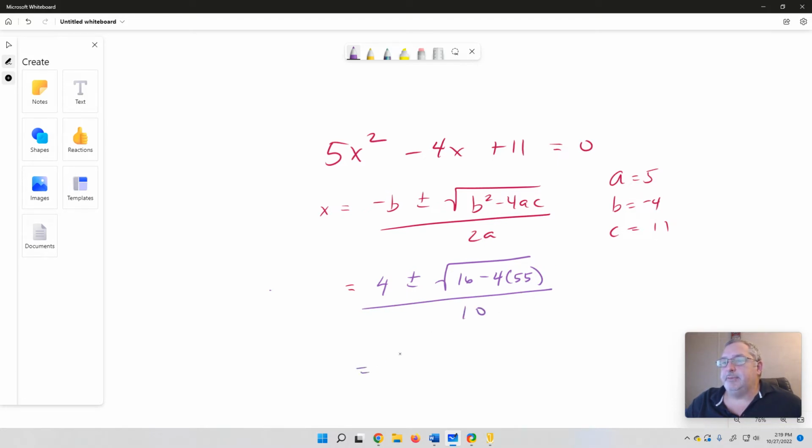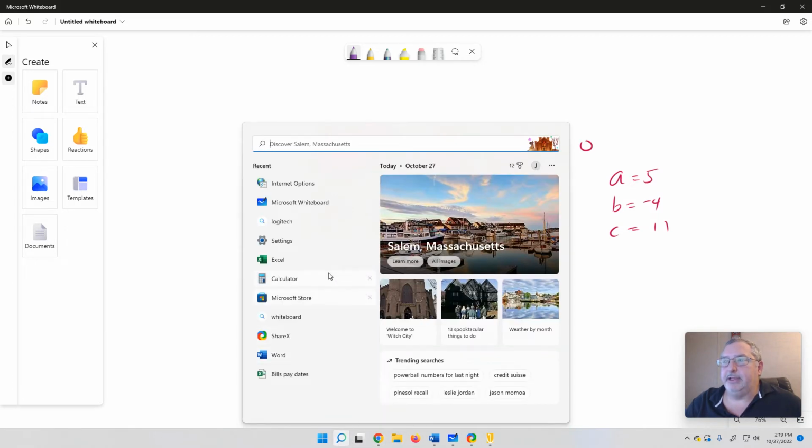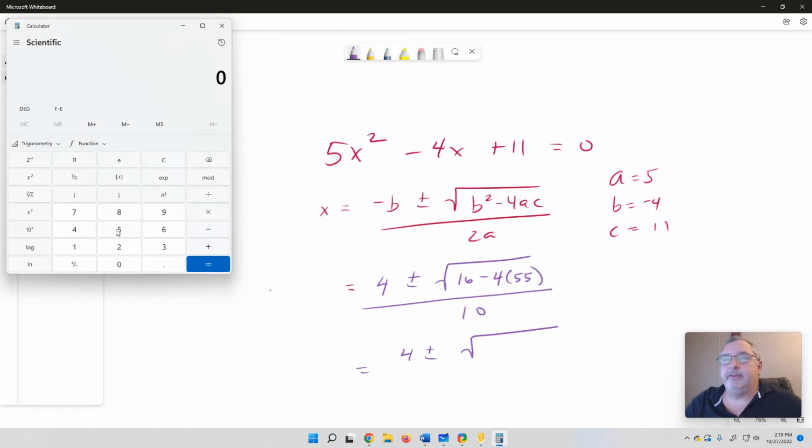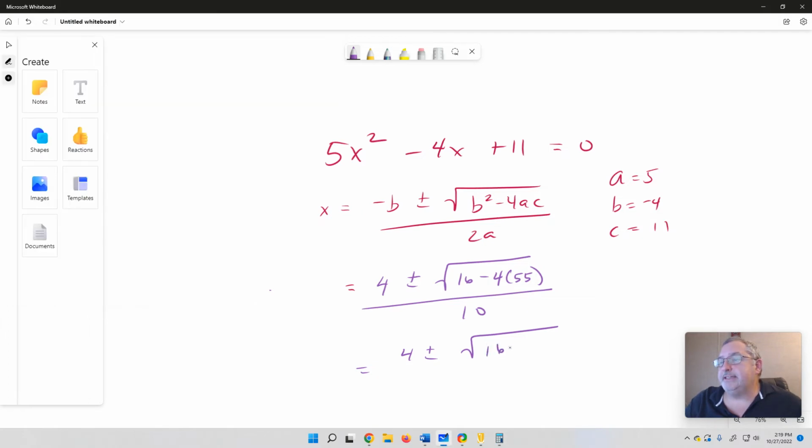So then we'll just simplify this. 4 plus or minus the square root of 16 minus, and we'll get our calculator out. I know what the answer is, but I just want to let you know that calculators are okay. We got 55 times 4, it's 220. So I got 16 minus 220. This will give me 4 plus or minus. That's all divided by 10, by the way. Don't forget that. Let me erase that and write that correctly.